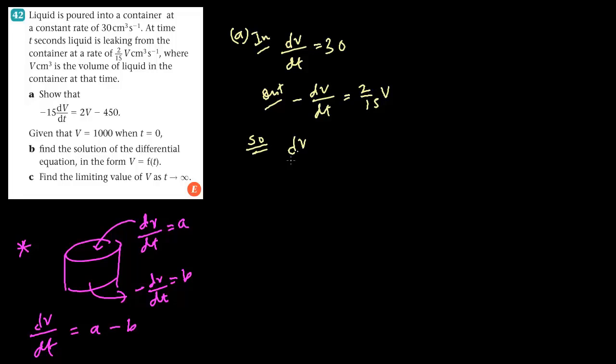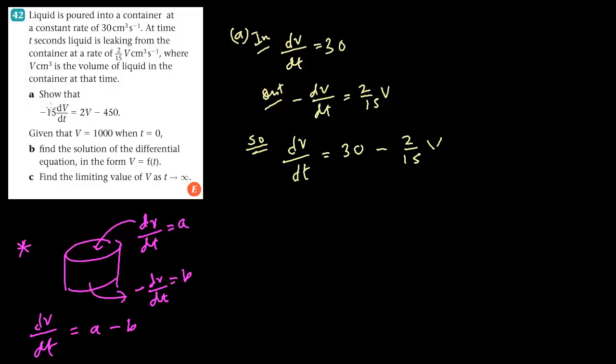So question number A, they mentioned that the amount of water pouring in is 30. So dV by dt is 30. So this is pouring in, and the amount pouring out is 2 by 15 of V. So this is the pouring out, negative rate. This is 2 by 15 of V. So if you want to find the overall rate of the water in the bucket, that should be 30 minus 2 by 15 of V.